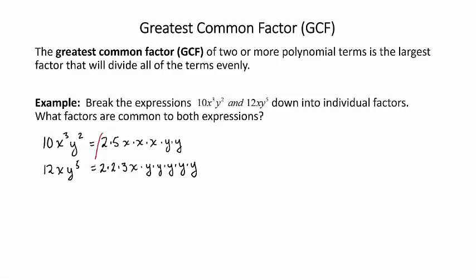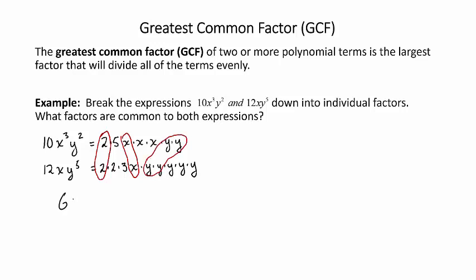Okay, well, I see a 2 is common, right? I'm going to circle that one. And of course, the second one has another 2 in it, but we can only include 1 because there's only 1 in the first one. And then what's common here? Well, there's an x that's common, just one of them, right? And then how many y's are common? 2 of them are common to both, right?